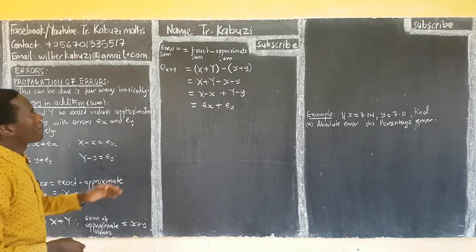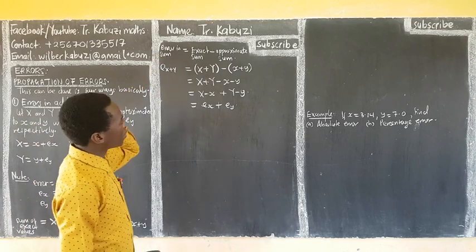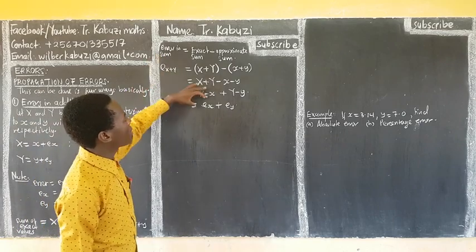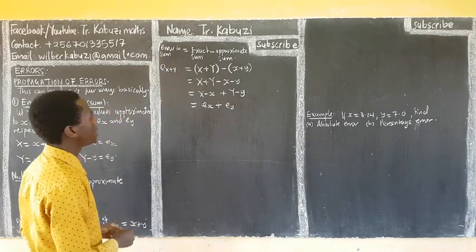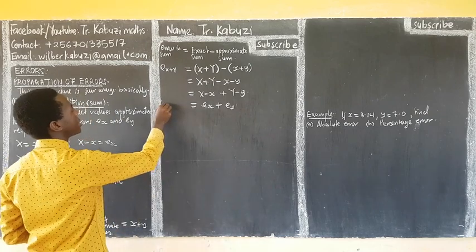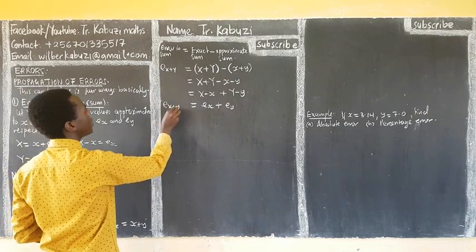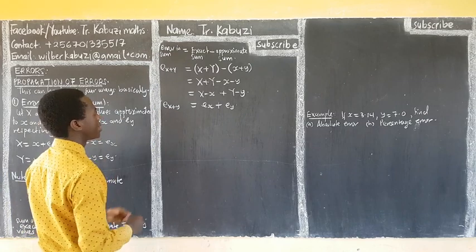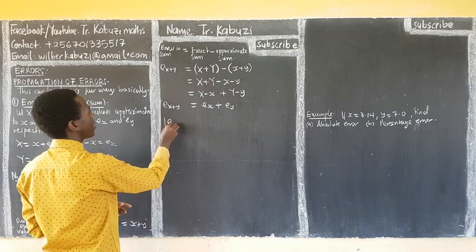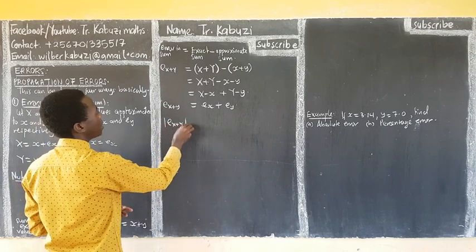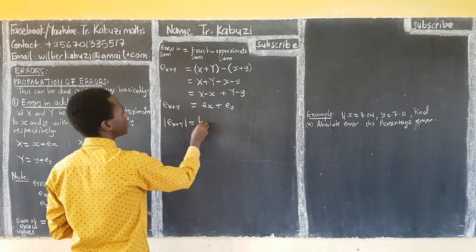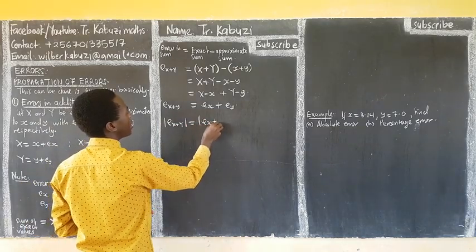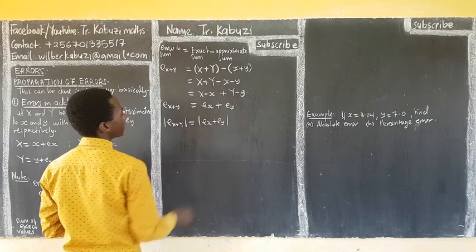Now, if I want to take the absolute error of these two, we take the absolute sign on both sides. This implies that this is my e, the error in the sum of capital X and capital Y. So if I want to take the error, this will be the magnitude of ex plus ey.